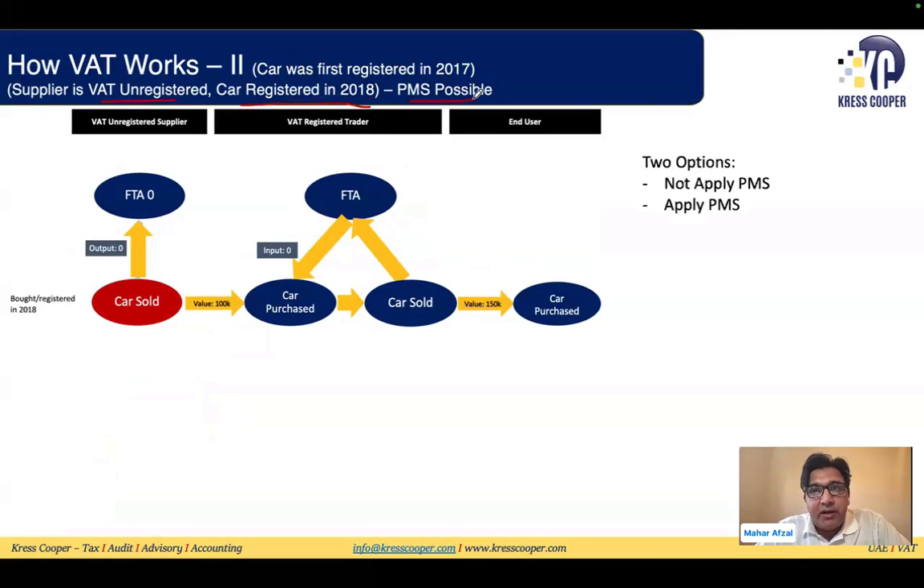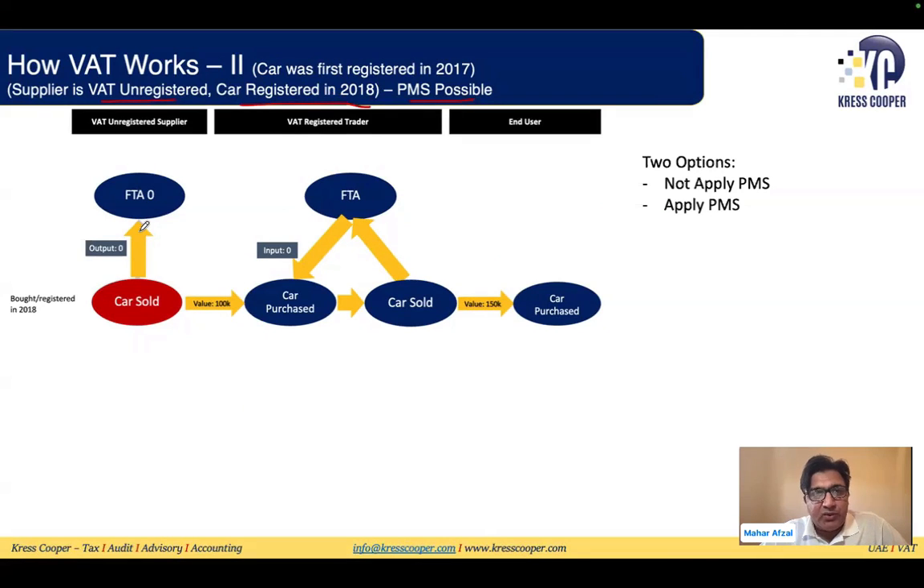I just wanted to highlight this profit margin scheme is an optional scheme. This is not a compulsory scheme. This is optional. If you want to apply, you can apply. If you don't want to apply, there is no requirement or compulsion by the government or the FTA that you need to apply the profit margin scheme.